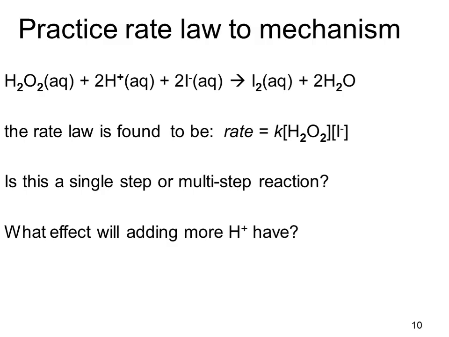Okay, so this is much more like what you'd have in the lab. We have all these ingredients that we added in piece by piece, but the rate law is found to be H2O2 to the 1, iodide to the 1, right? So is this a single step or a multi-step reaction? What kind of predictions can you make about where that rate determining step is going to be? And finally, what will happen if you add more H+, right? What effect will this have? Again, really look closely at that rate law before you make a prediction.